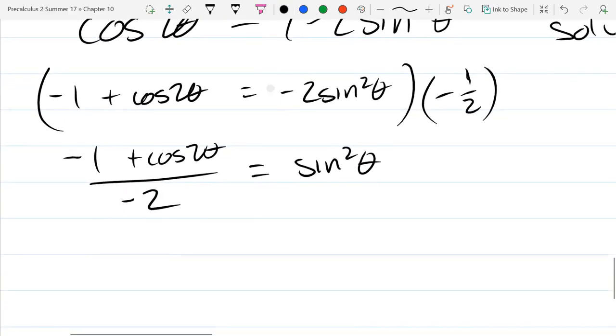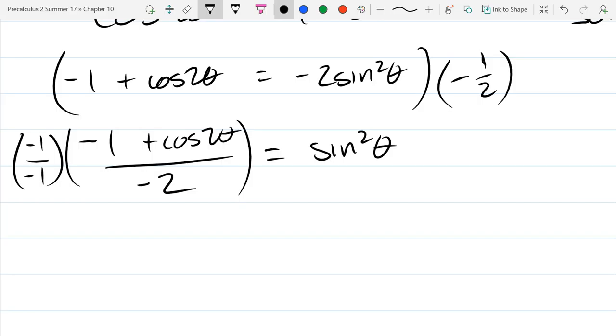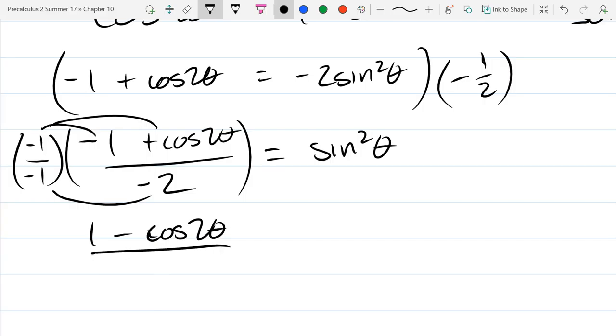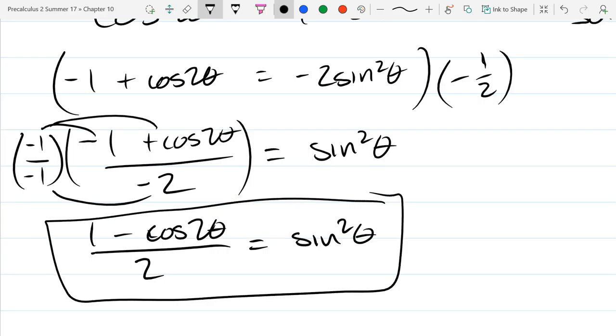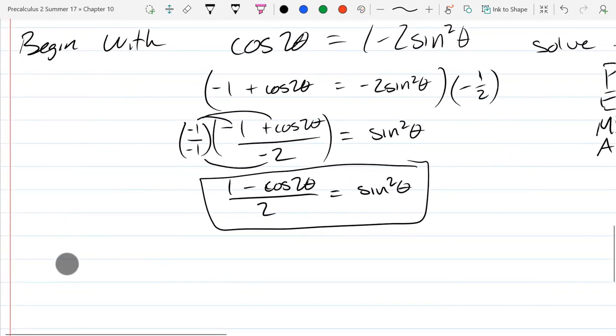So before I square, actually we're done. We solved for sine squared, but I got too many negative signs. So what I'm going to do to this fraction is multiply by 1. Well, I'm really going to multiply by negative 1 over negative 1. But there's two parts to the top I have to distribute. So I got 1 minus cos 2 theta over positive 2 equals sine squared theta. All right. That is the first of our three new identities.